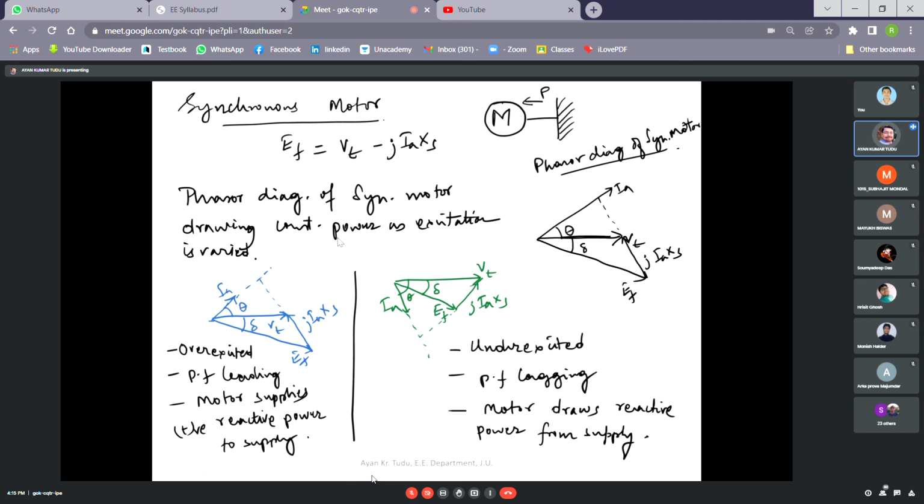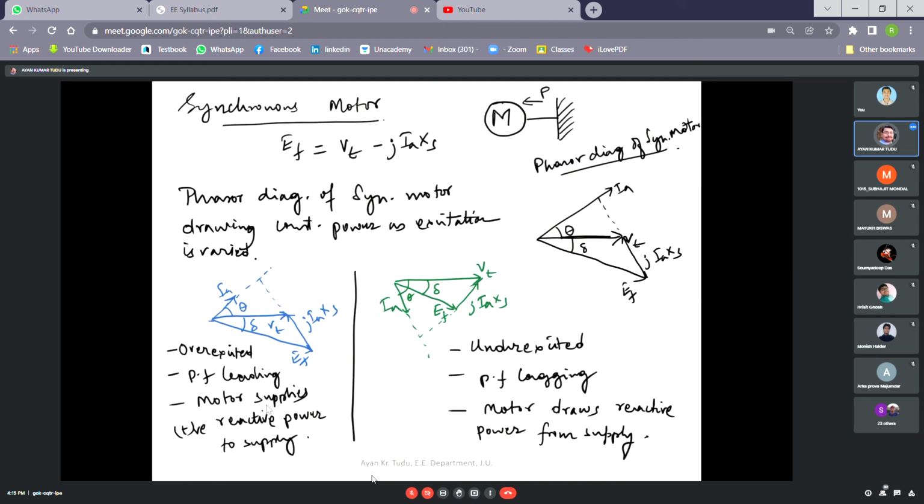Again here constant power, as it is drawing constant power but its excitation is varied. The synchronous motor phasor diagram will be just the opposite of the synchronous generator. So as you can see here that in its overexcited condition the power factor is how much? The power factor is leading for a synchronous motor.